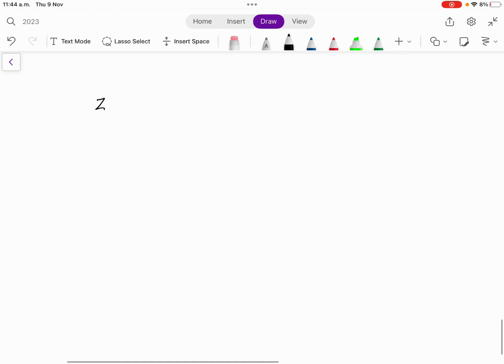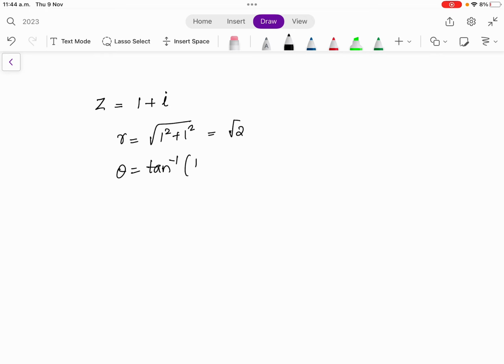Same with polar coordinate, Cartesian coordinate to polar coordinate. So 1 plus i. Now same process, r is equal to square root of 1 square plus 1 square, which is equal to square root of 2, and theta is equal to tan inverse 1 over 1, which is equal to pi over 4.